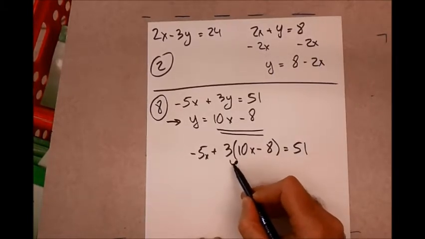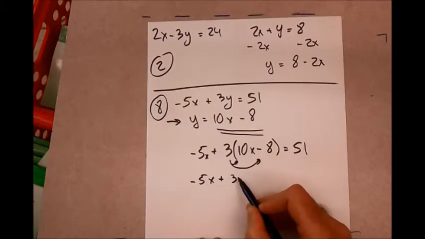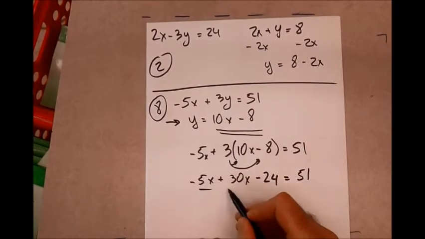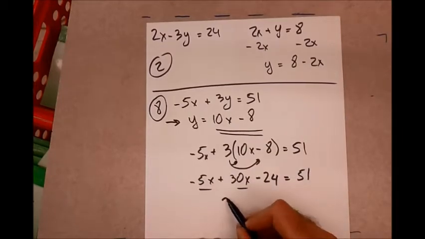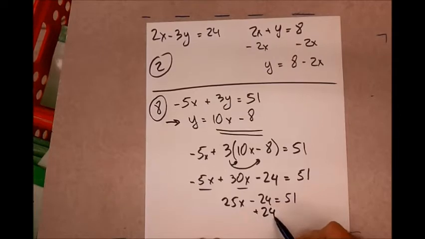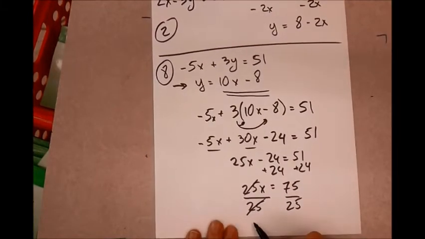So first step is to distribute the 3 to both members of the parenthesis. 3 times 10x is 30x. 3 times negative 8, that's negative 24, equals 51. Then you combine your like terms. Negative 5x plus 30x, that's 25x, minus 24 equals 51. Then I'm going to add 24 to both sides. So 25x equals, and 51 plus 24 is 75. My last step is to go ahead and divide everything by 25. When I do that, 25 divided by 25 simplifies to 1. And x is 75 divided by 25, which is 3.